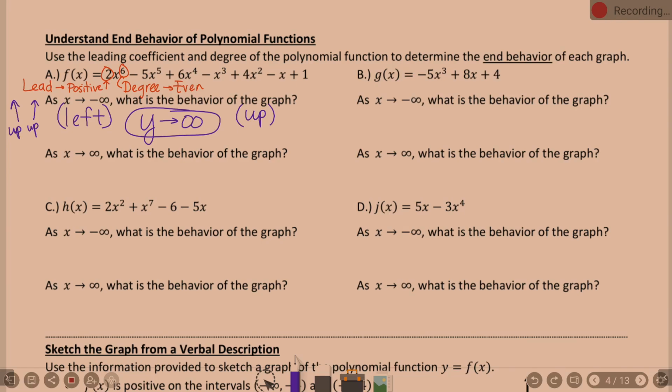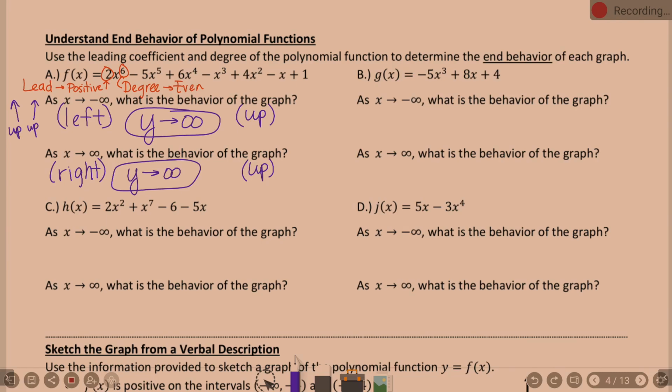Now, what's the second question ask? As x approaches positive infinity. So that's saying as we go to the right. Now they're asking what's going on on the right side of the graph. The graph is also going up. How do we say up? Y is approaching positive infinity, because y is our vertical axis, right? So y is approaching positive infinity.